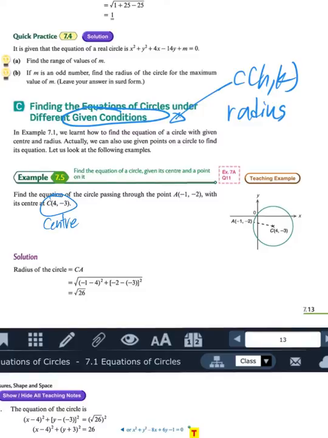What we have to do is to find out the radius. Of course, the distance between the center and any point on the circle will be the radius. Then we should apply the standard form. Let's recall the formula for the distance. The distance should be the square root of the difference of x coordinates squared plus the difference of y coordinates squared, which will be the radius. In this case, it is 26 here.